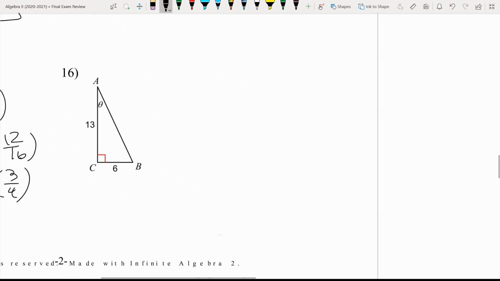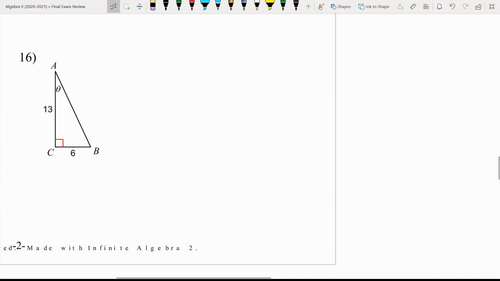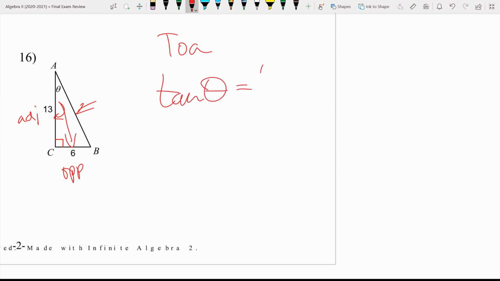Then this last one, it's a pretty common one actually, even though it's our last one. So notice we have an opposite side from that angle and we have an adjacent side. Notice we're not given the hypotenuse here. So that's a TOA situation. So tangent of theta equals opposite 6 over adjacent 13. So that's just the inverse tangent of 6/13, and you'll get your solution with that.